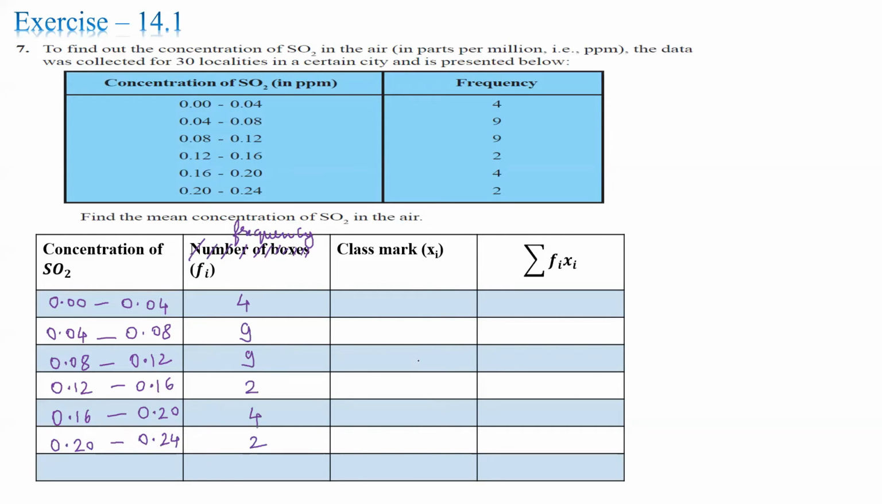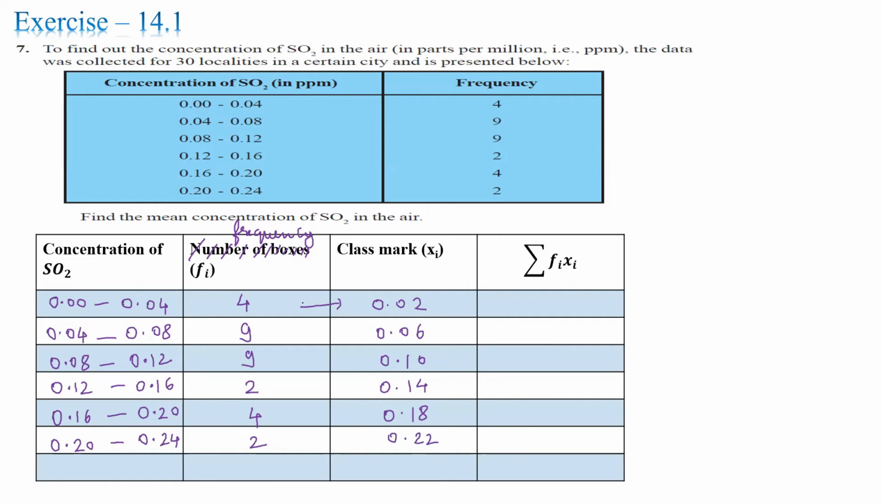The frequencies are 4, 9, 9, 2, 4, 2. After that, we know how to find the class mark. Class mark is upper limit plus lower limit divided by 2. What will be the class mark in the first row? It will be 0.02. Next, 0.06. Next, 0.10. Next, 0.14. Next, 0.18. And last, 0.22.